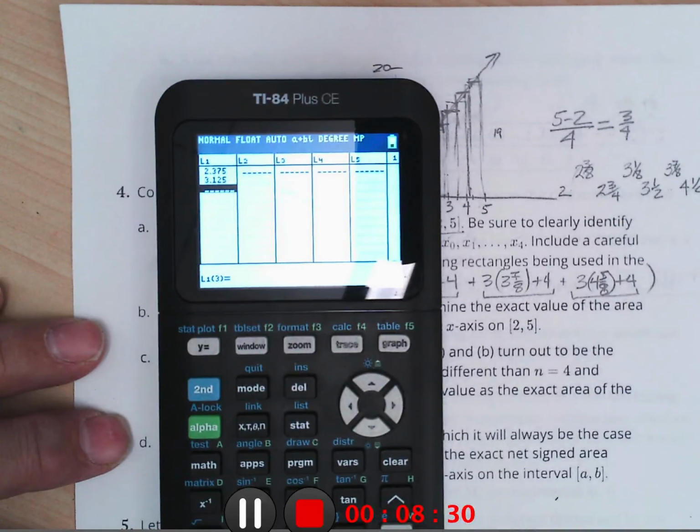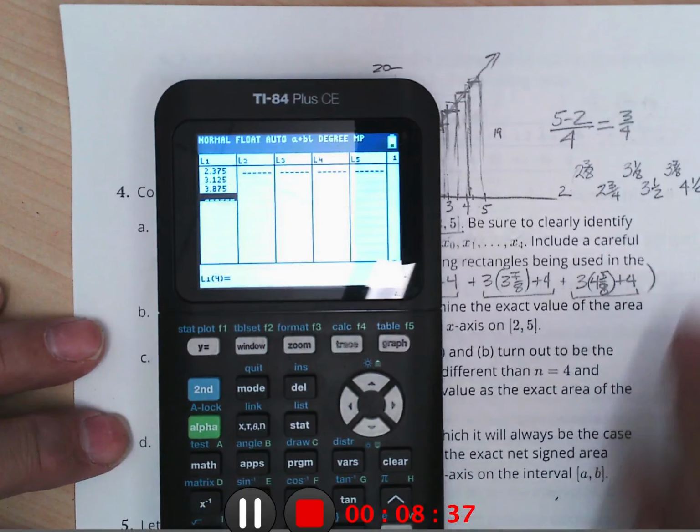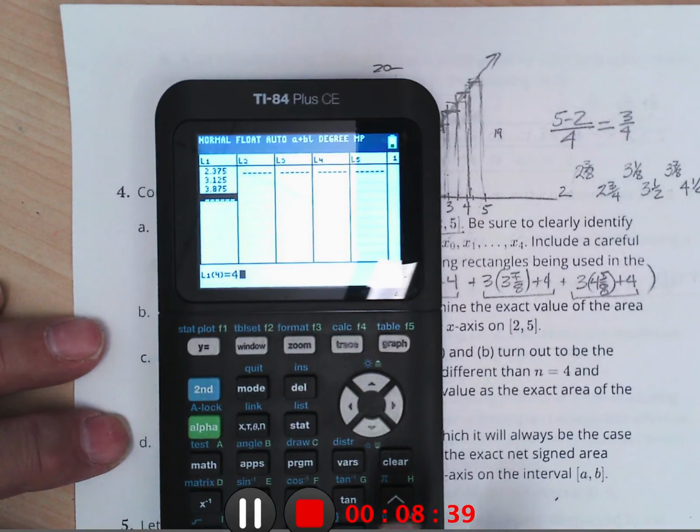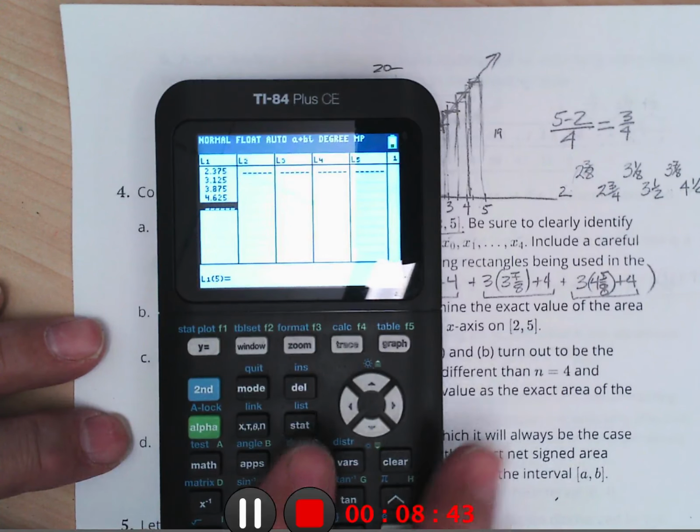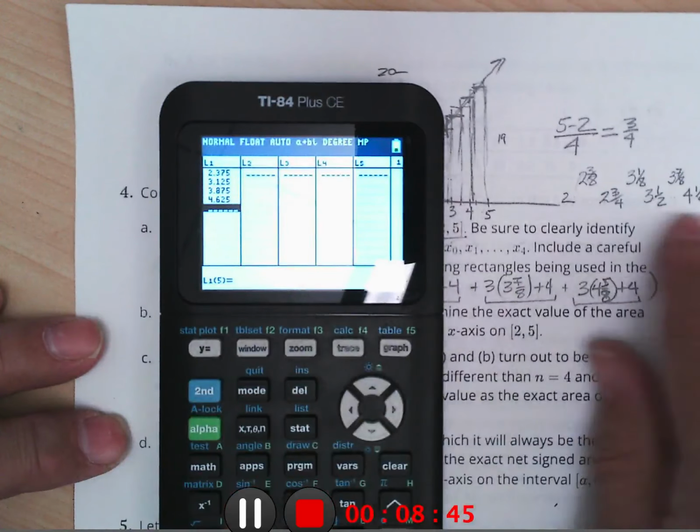3 plus 7 divided by 8. And 4 plus 5 divided by 8. There's my 4 places, and I've got to find the function of those places.